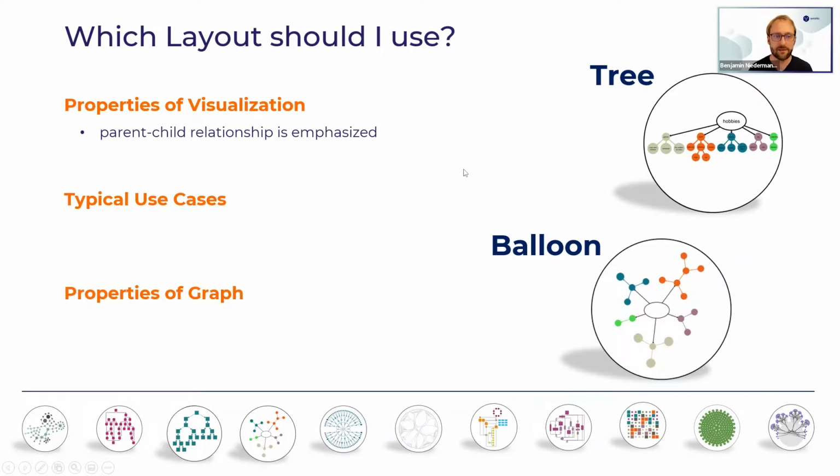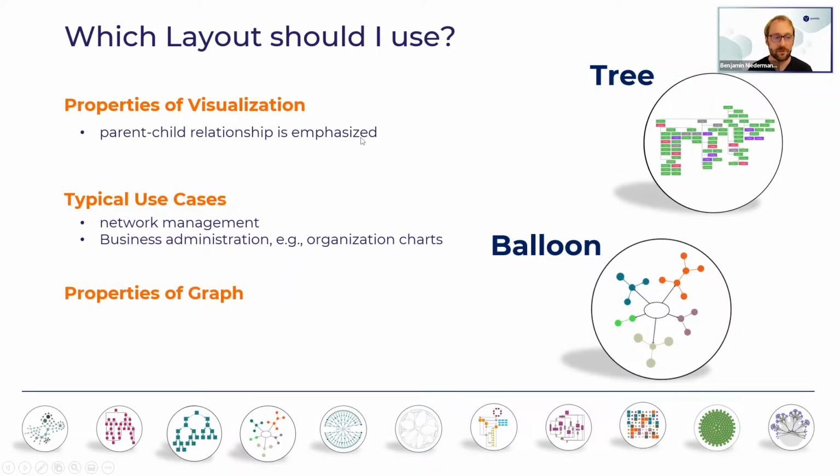So parent and child relationships are emphasized, and for the typical use cases, you can consider, for example, network management or business administration, where you have some kind of organization charts, and here you have, for example, some groups where you have some members in the groups, and maybe these members are again some groups, and you again have some members. So you get a very clear hierarchic layout where, for example, this node has no connection to this node.